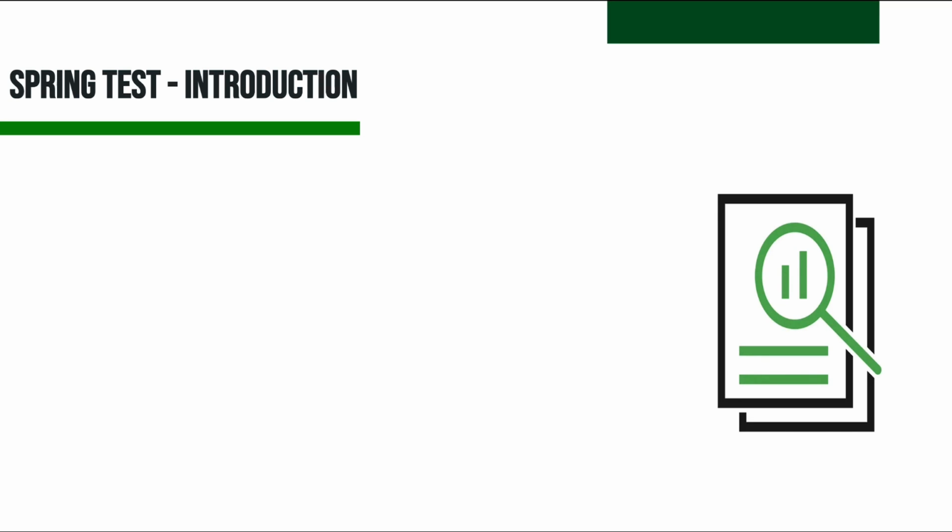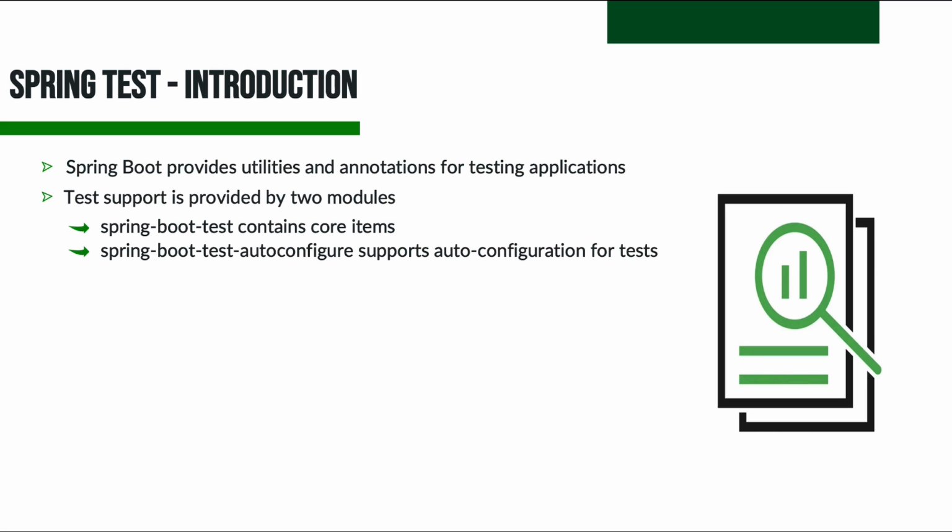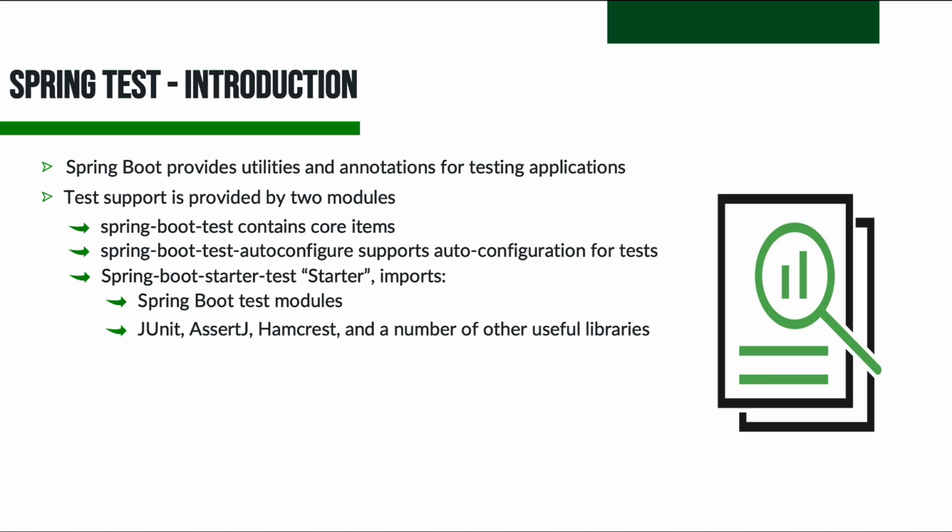Now let's see how Spring can help us in implementing the tests and what Spring provides exactly. First, Spring provides utilities and annotations for testing applications. The test support is provided by two modules. The Spring Boot test contains core items, and the Spring Boot test auto-configure supports auto-configuration for testing. Then we also have the Spring Boot starter tests, which imports the following modules. First of all, we have the Spring Boot test module. We also have JUnit, AssertJ, Hamcrest, and a number of other useful libraries.